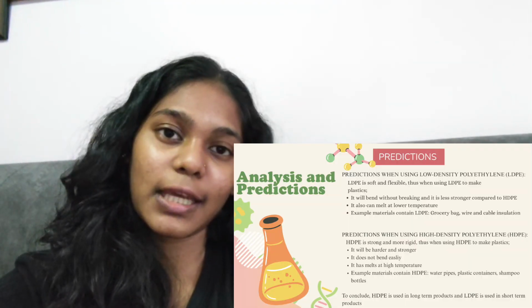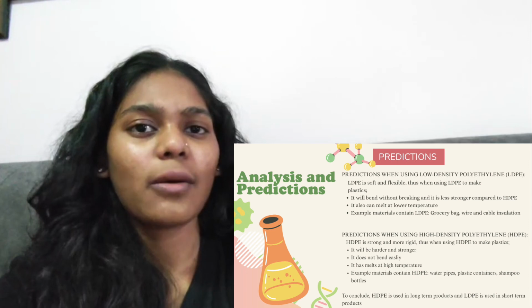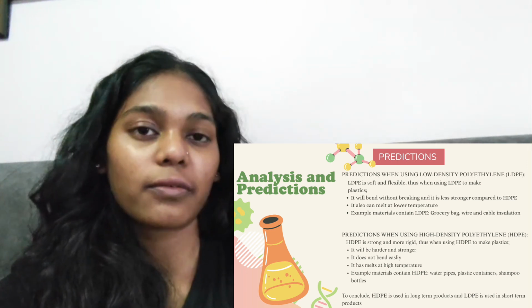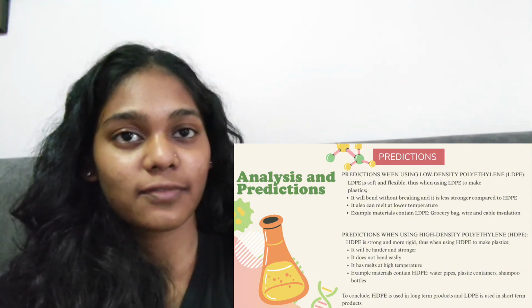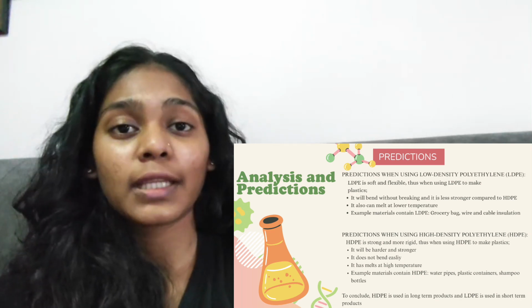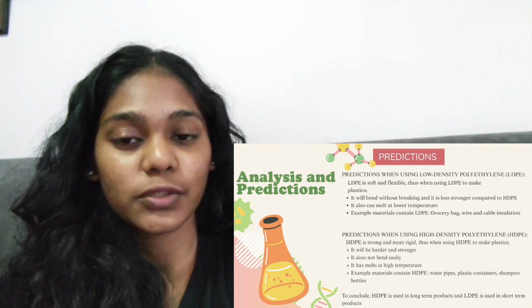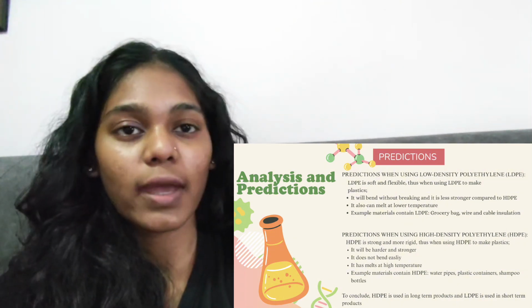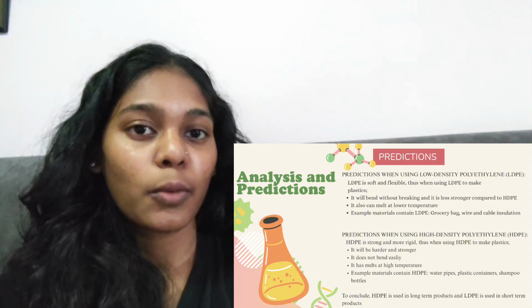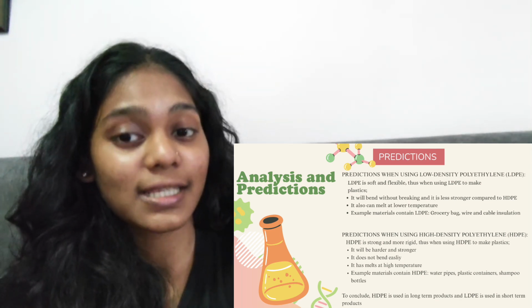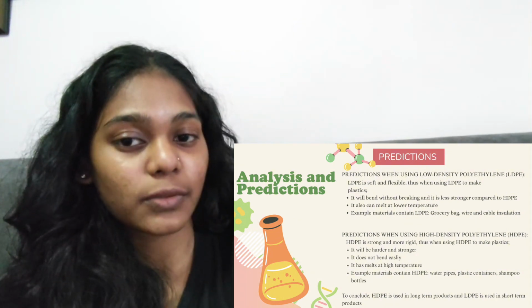Today I'm going to be presenting the predictions when using low density polyethylene and also high density polyethylene. First, what are the predictions when you use low density polyethylene to make plastics? Let's see the characteristics of low density polyethylene. It is soft and flexible. Thus, when LDPE is used to make plastic, it can bend without breaking. But it's also less strong compared to HDPE, and it can also melt at a lower temperature. What are the examples of LDPE? The examples are grocery bags, wires, and cable insulation. That's why we know that grocery bags can easily burn compared to shampoo bottles.